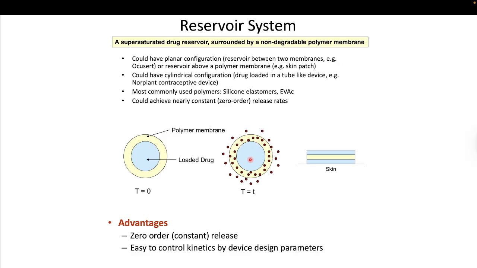It will not depend upon how much amount of drug is there inside this particular membrane, because no matter how much amount of drug you add, it will always be governed by this porous polymer membrane. That's why it's easy to control these kinetics by changing this device parameters. So you can have it into this planar configuration, or you can have a spherical configuration. So this is what a reservoir system is.